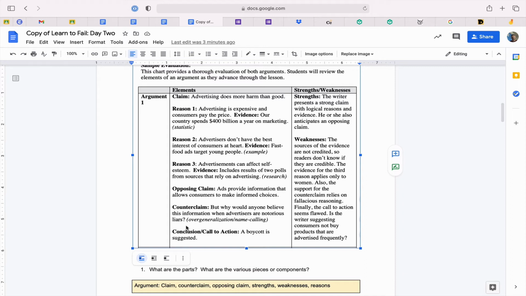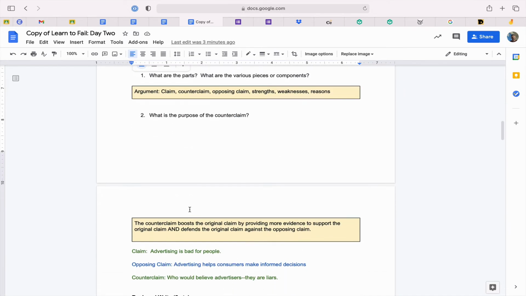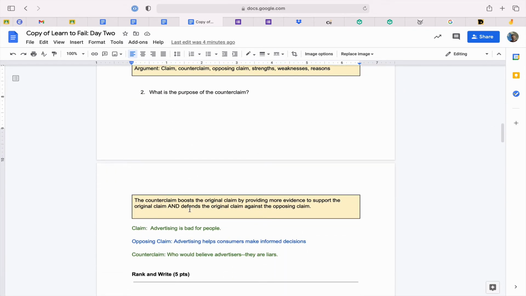Advertising does more harm than good is the focus of this argument. And there's both claims, opposing claims, and counterclaims within it. So what is the purpose of the counterclaim? The counterclaim boosts the original claim by providing more evidence to support the original claim, and it defends the original claim against opposing claims.